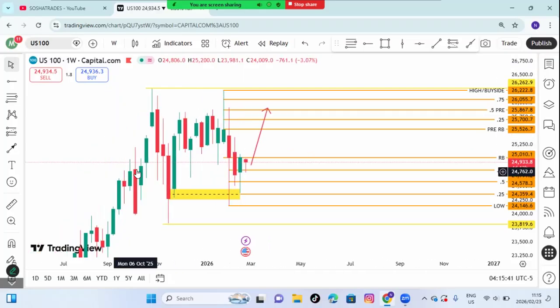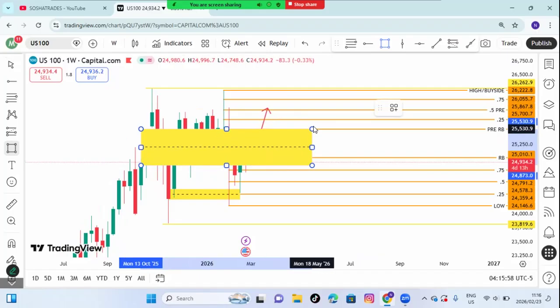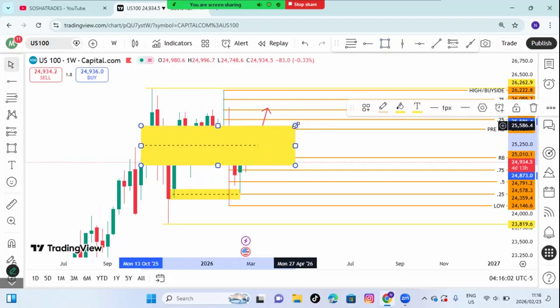And also some things to note, we have this suspension block here in the weekly. Let me mark that for now. See, there's a volume imbalance here and there's a volume imbalance here. So mark that like that. You go there, you mark it. You just go, there we go.